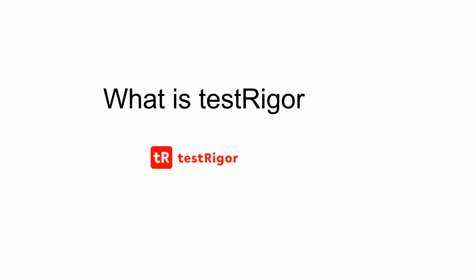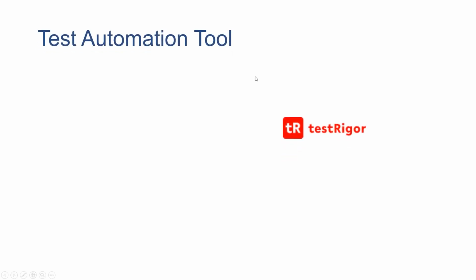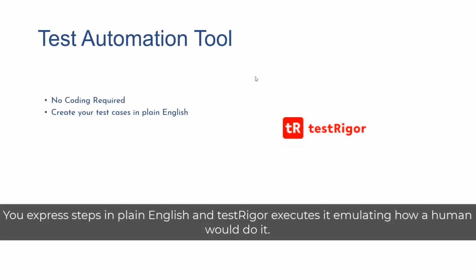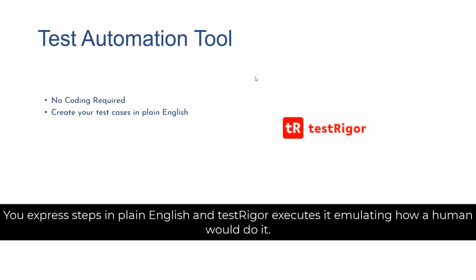So let's get started. If you talk about what is testRigor, it's a test automation tool which will help you to automate your web application and mobile applications. When I say mobile application, you can test mobile web applications or native mobile applications as well.